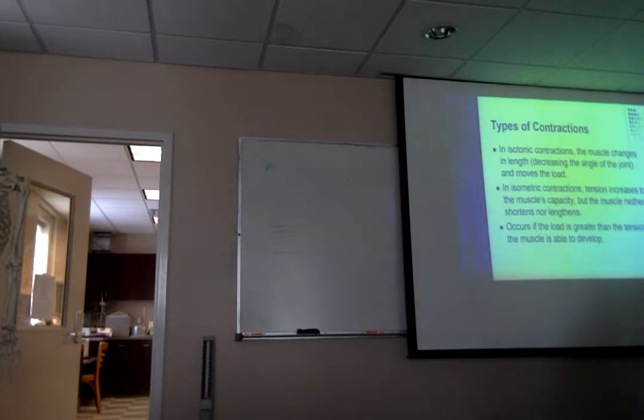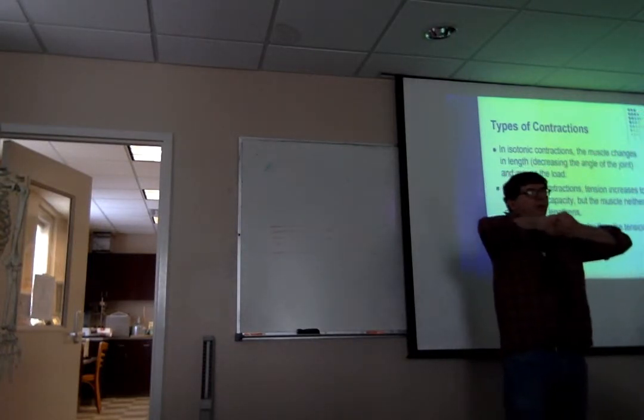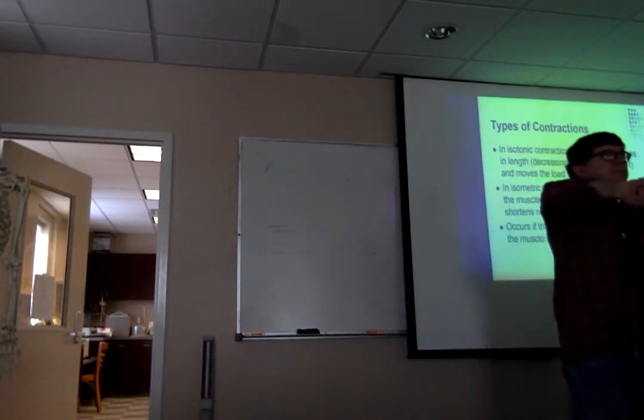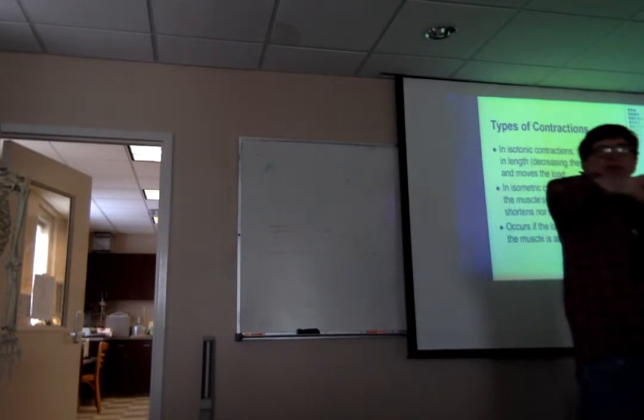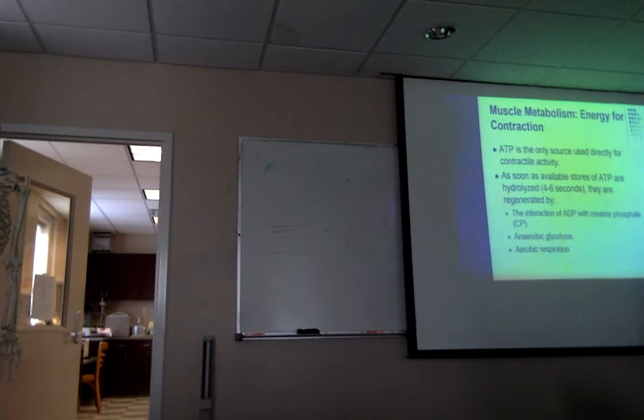Now, I showed earlier an example of isometric contractions, where I'm contracting muscles, but they're not shortening. Nothing's moving. Okay? That would be referred to as an isometric contraction. The muscle neither shortens nor lengthens. This occurs if the load is greater than the tension the muscle is able to generate.